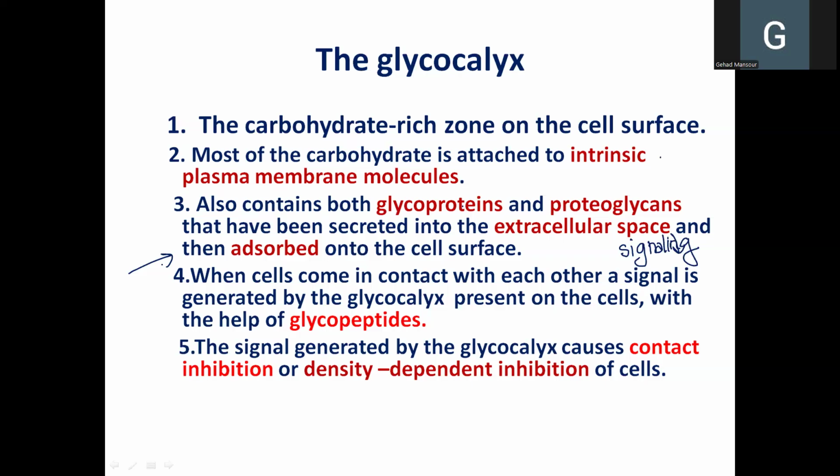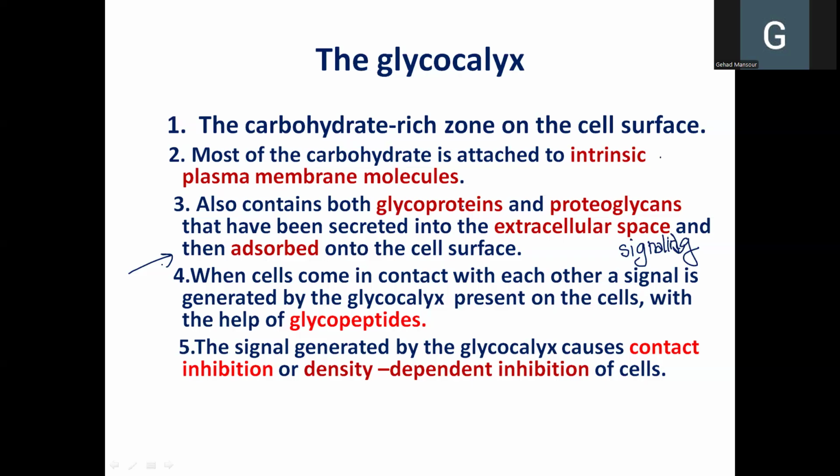Okay, and then we have also talked about the role of the glycocalyx in contact inhibition. When the cells come in contact with each other, as we have said before, a signal is generated by the glycocalyx. The signal that is generated by the glycocalyx is the glycocalyx molecule that will leave the cell and signal another neighboring cell.